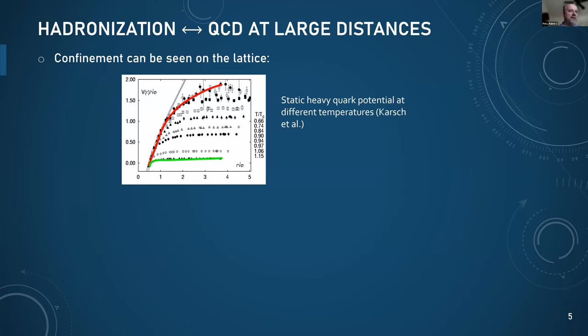directly what happens to the interaction between relatively heavy quarks, or a quark anti-quark pair actually, if you increase the temperature. So if you have a low temperature, the lowest here is about 0.66, that would be the red curve, and then 1.15 times TC, that's the green curve. You see how this potential that goes up and up and up breaks down and becomes more Coulomb-like eventually.